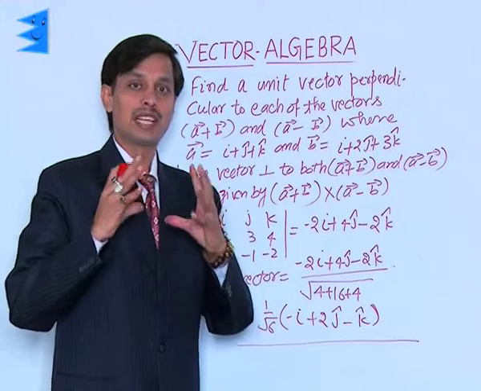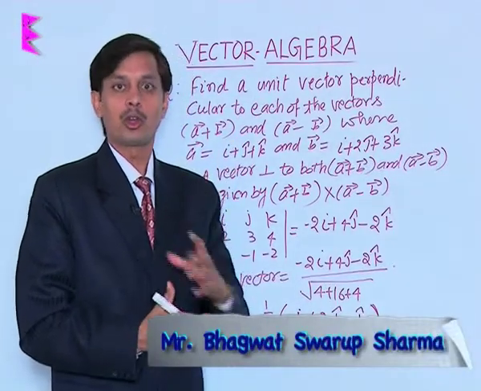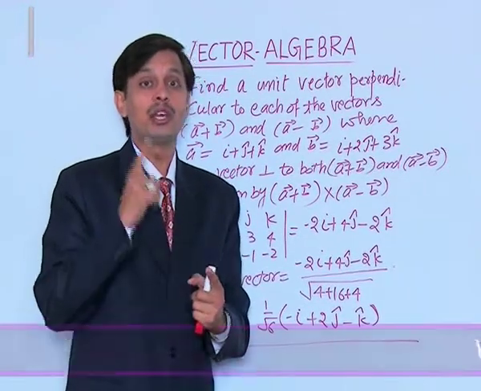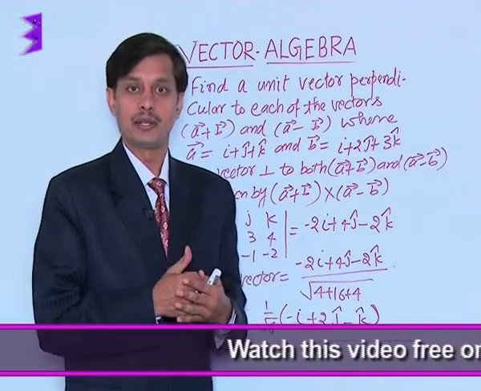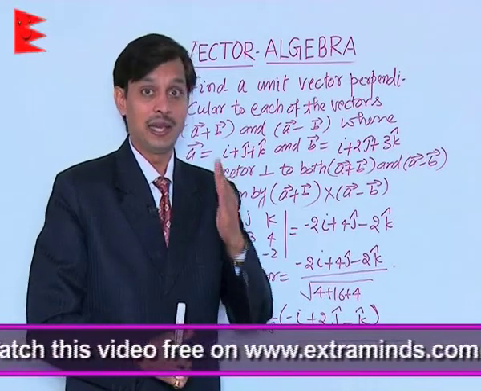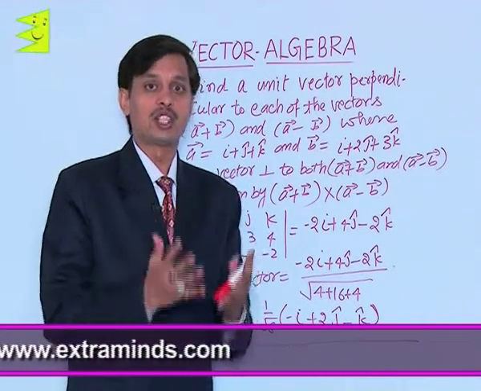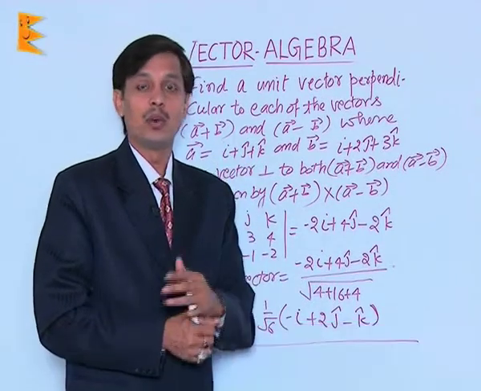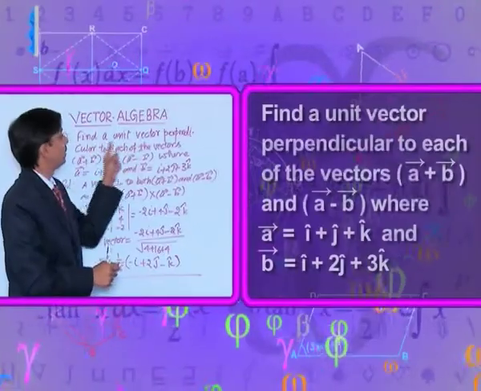Now I am going to explain a problem where the vector or cross product will be used, and I will explain how to get a unit vector which is perpendicular to the two required vectors. As I told you in the theoretical portion, if there is a vector x and another vector y, then the direction of the vector which is perpendicular to both x and y is the vector x cross y.